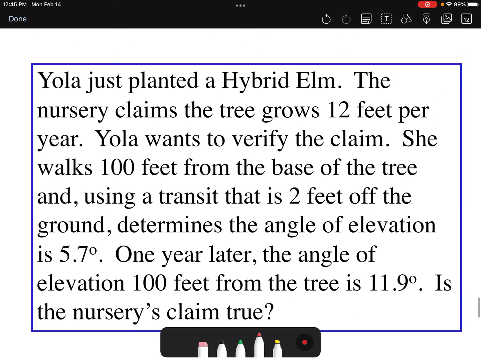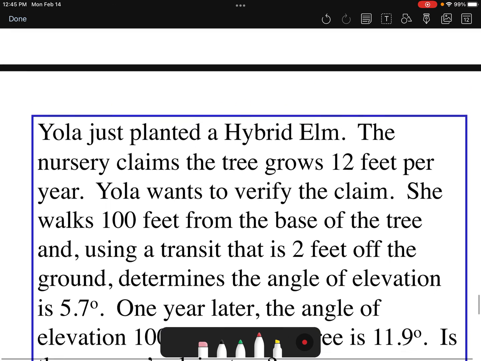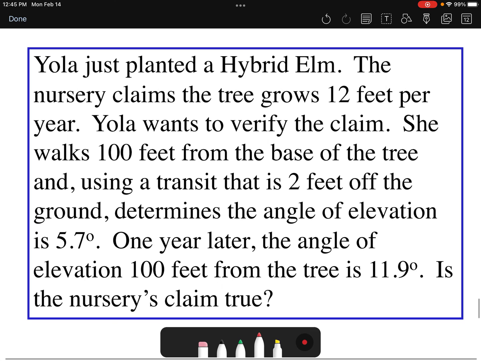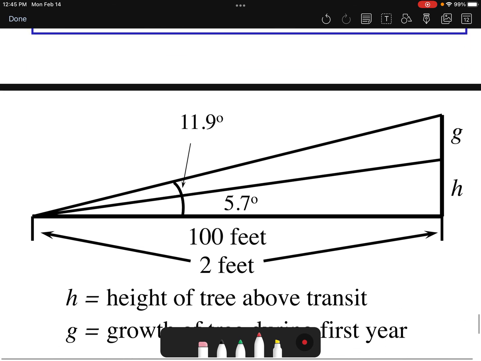Now the last problem, Yola just planted a hybrid elm, and the nursery claims that the tree grows 12 feet per year. She wants to verify that claim. She walks 100 feet from the base of the tree, and using a transit that is 2 feet off the ground, determines the angle of elevation is 5.7 degrees. 1 year later, the angle of elevation 100 feet from the tree is 11.9 degrees. Did it grow 12 feet?